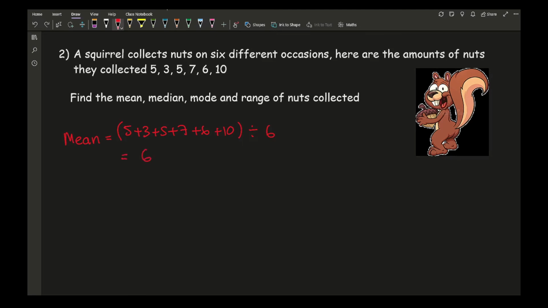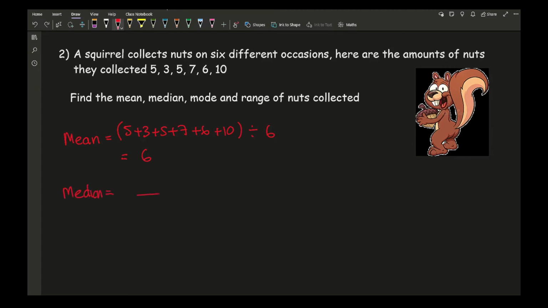And again, to make sure I've done this correctly, all you then want to do is make sure that your answer is bigger than the smallest number, and smaller than the biggest number. So obviously 6 is bigger than 3 and it's smaller than 10. So there is a very, very good chance that I've actually done this absolutely spot on. So then moving on to the next one, which is the median.